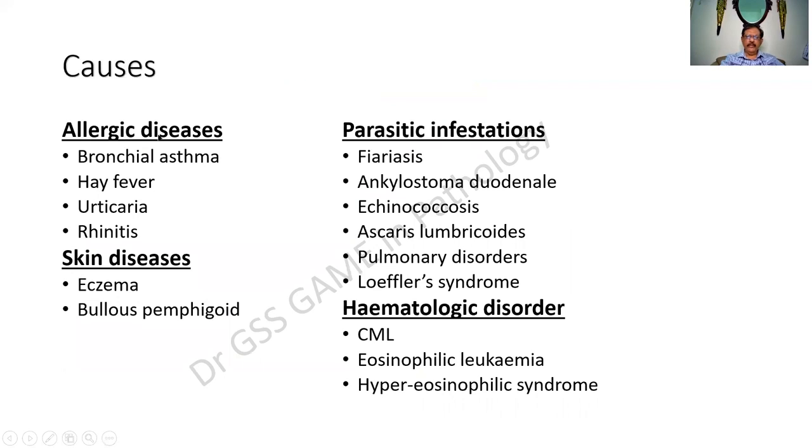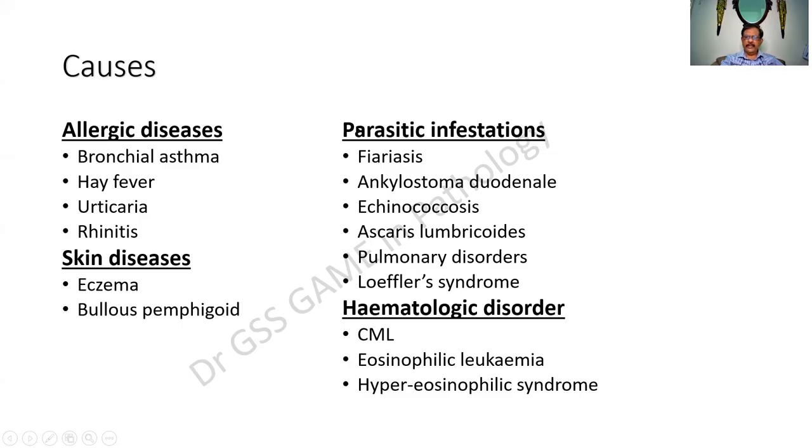And the causes for eosinophilia, the major headings first. Allergic diseases, skin diseases, parasitic infestations, hematological. Under allergy, you have got bronchial asthma, hay fever, urticaria, rhinitis. Common diseases, but then you prepare your own list of answers so that you answer without any flaw. In the skin, you have got eczema and bullous pemphigoid.